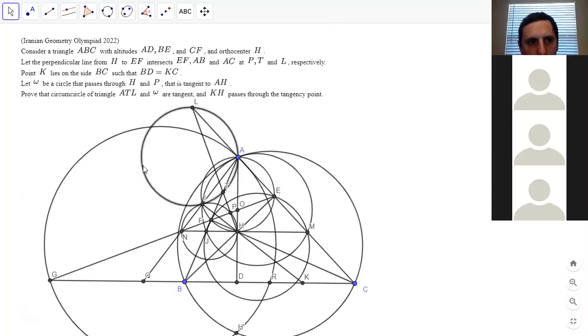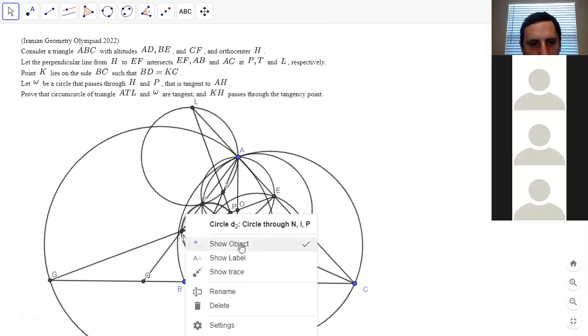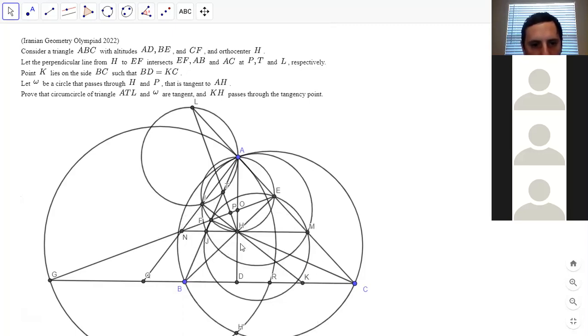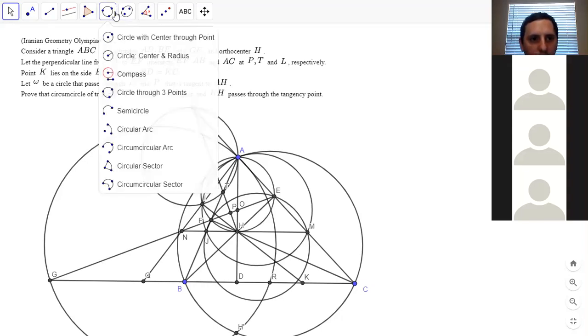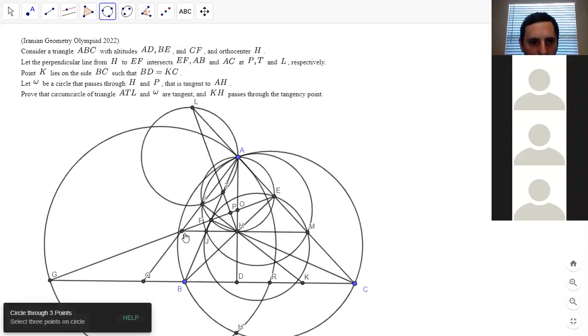Let's see. So I thought we defined point I to be the intersection of ATL and this circle. So that's kind of how we defined it. You see what I mean? Yeah, so with that definition, we can prove things, right? Yeah. Okay, then we need only to prove that it is tangent.